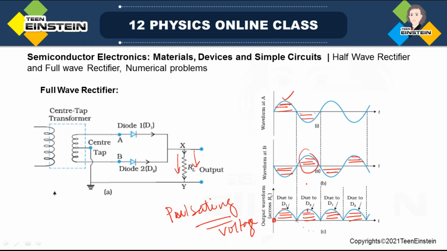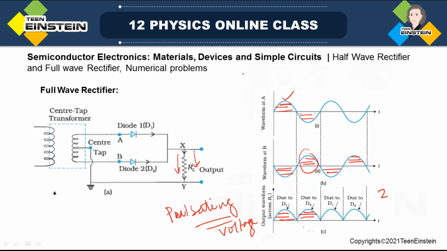And in this case, look at the output frequency. During a complete cycle, how many times are you getting output? Two times. So it has an output frequency twice the input frequency. So I'll write it here. Since we are getting output two times in a single cycle, the frequency is twice that of the input signal.